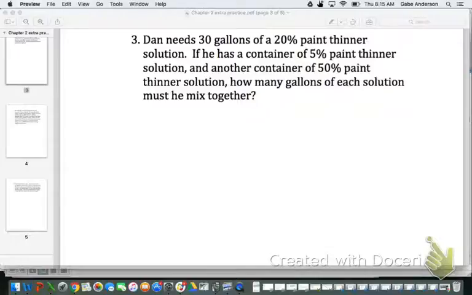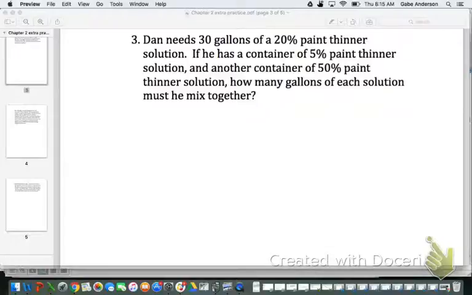This says Dan needs 30 gallons of a 20% paint thinner solution. A solution is just a liquid mixture. He wants it to be 20% paint thinner. If he has a container of 5% paint thinner solution and another container of 50% paint thinner solution, how many gallons of each solution must he mix together? In other words, he's got a bucket of 5% and another bucket of 50%. He wants to mix the two together to blend them so that the final mixture in his desired container is 20%.